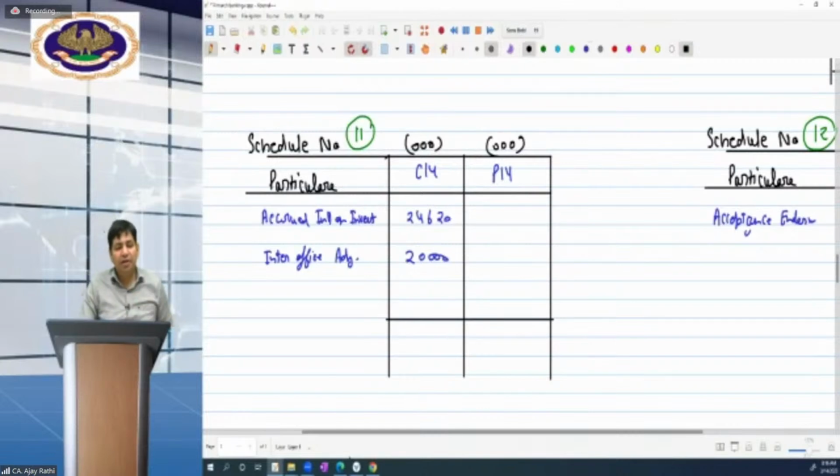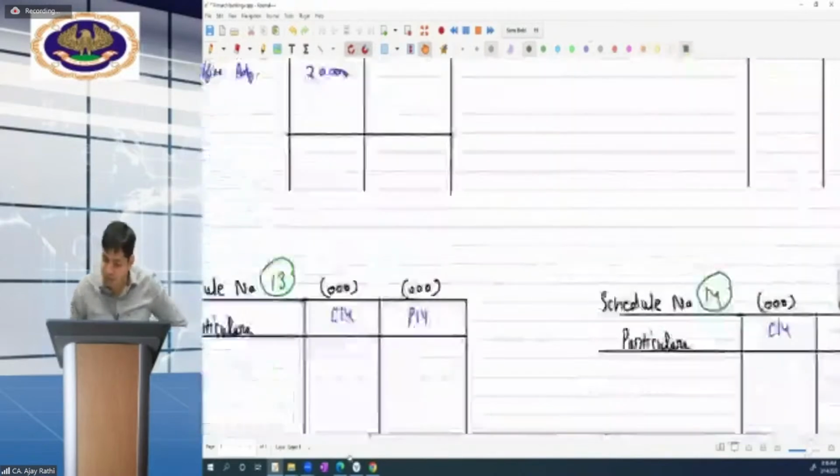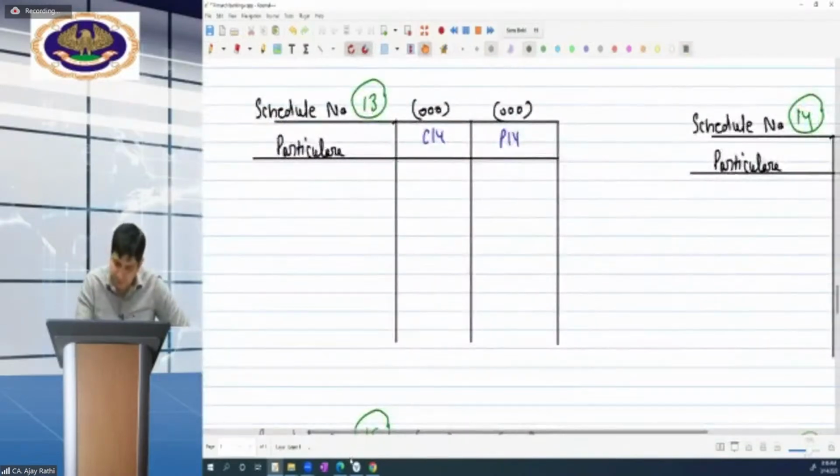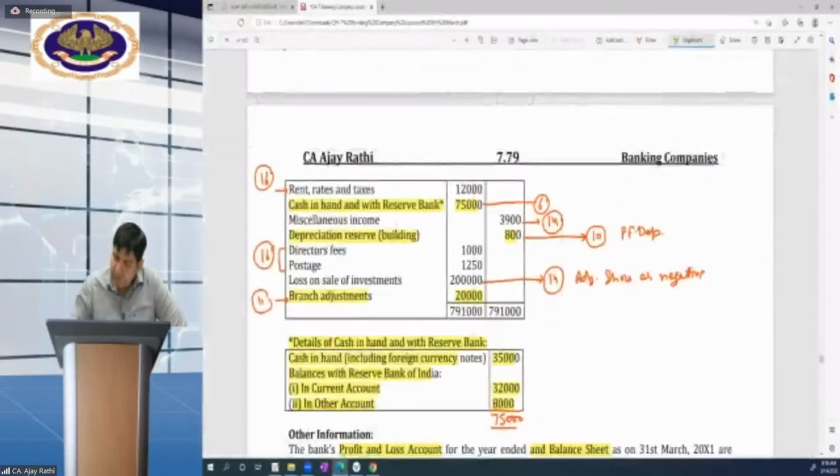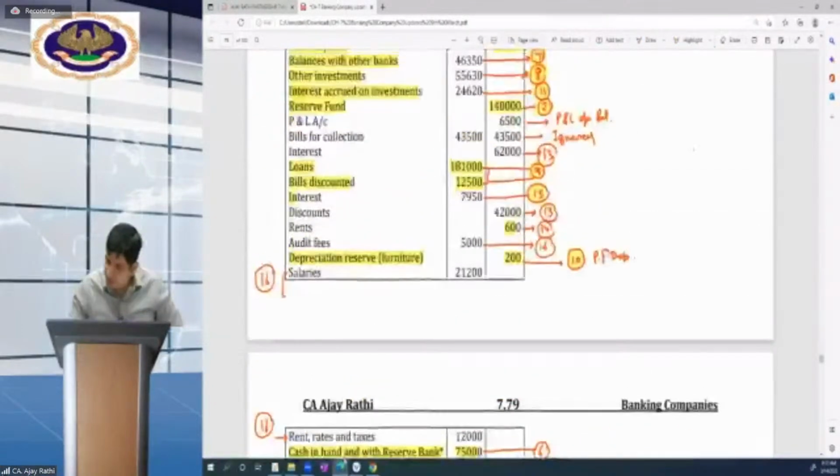Yes, Dinesh, I had left 11. Now I have covered 11. After 11 there is 12, and 12 we have covered. Now moving to number 13. Come on, 13.